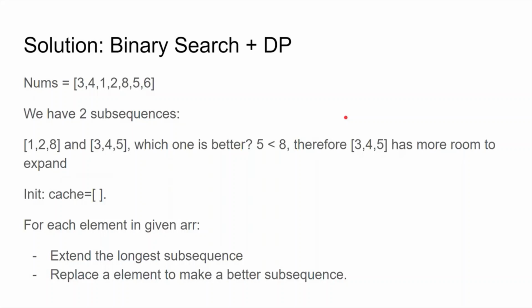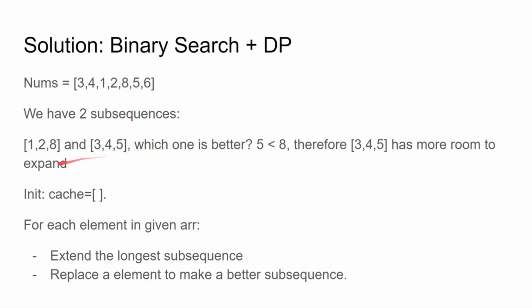So how can we optimize our current existing solution? Well, what we can do is use binary search plus dynamic programming, which is something that we just did. Here you can see we have a given array, and we can have 2 subsequences. First of all, just ignore the 6. We can either have 1, 2, 8, or 3, 4, 5, which is right here, right?